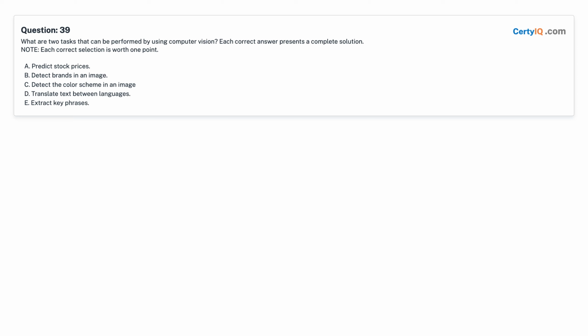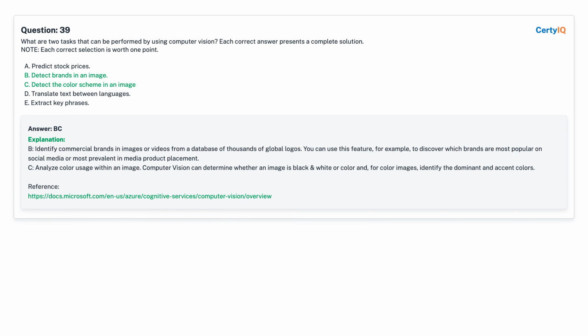Question 39. What are two tasks that can be performed by using computer vision? Each correct answer presents a complete solution. Note: each correct selection is worth 1 point. A. Predict stock prices. B. Detect brands in an image. C. Detect the color scheme in an image. D. Translate text between languages. E. Extract key phrases. Answer is C. Detect the color scheme in an image.